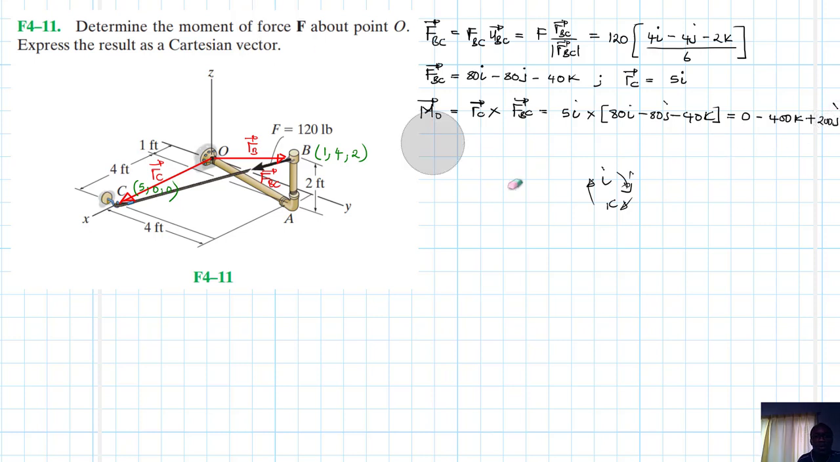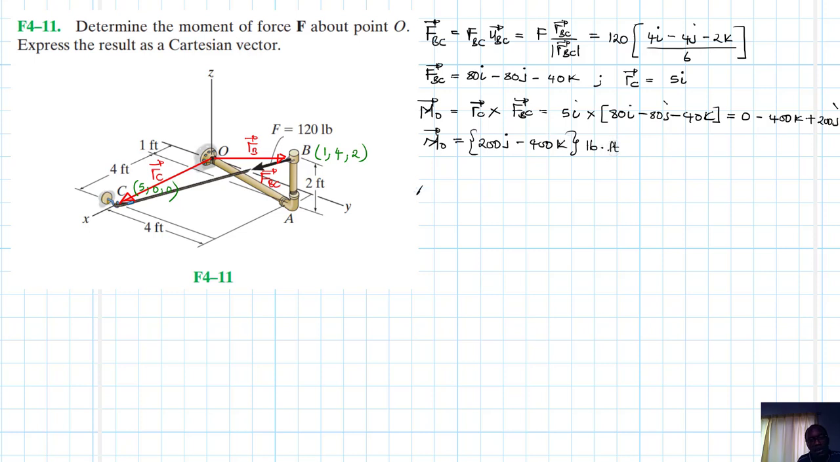So this is one way of solving this. Therefore, our moment about point O is equal to 200j minus 400k, and the units here are pounds feet.